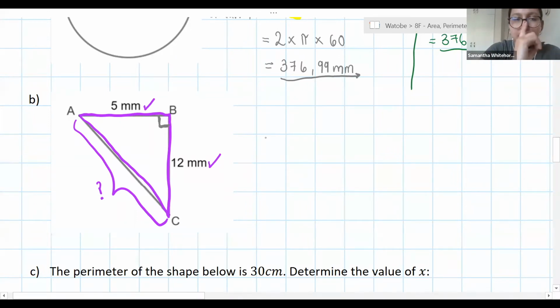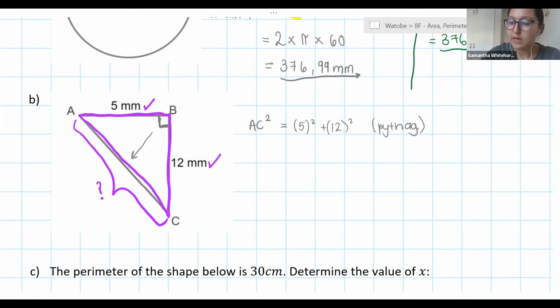Okay, so you can sort of set this up however you want to, but because I do have a label for AC, I'm going to use that. So AC, and in this case, AC is my hypotenuse because it's opposite the right angle. So the hypotenuse squared, AC squared, is equal to the sum of the two other sides squared. So 5 squared plus 12 squared. Now, I always put what I substitute in brackets. You don't have to do that. I just find it quite helpful, especially when there's signs I need to be careful of. So 5 squared plus 12 squared is 169. So AC squared is equal to 169.